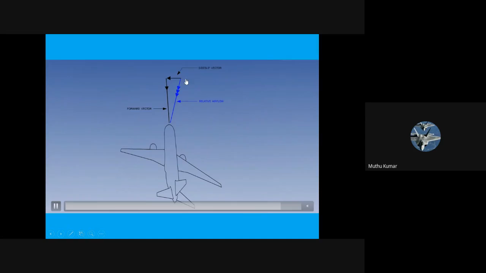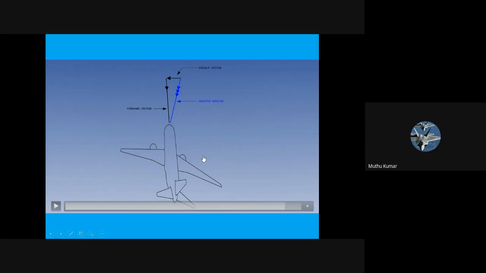There is a side slip wind. The wind comes from the side. Okay, the relative airflow comes from the side. What is this? Side slip vector means to say the aircraft is rolling and it's moving in this direction.